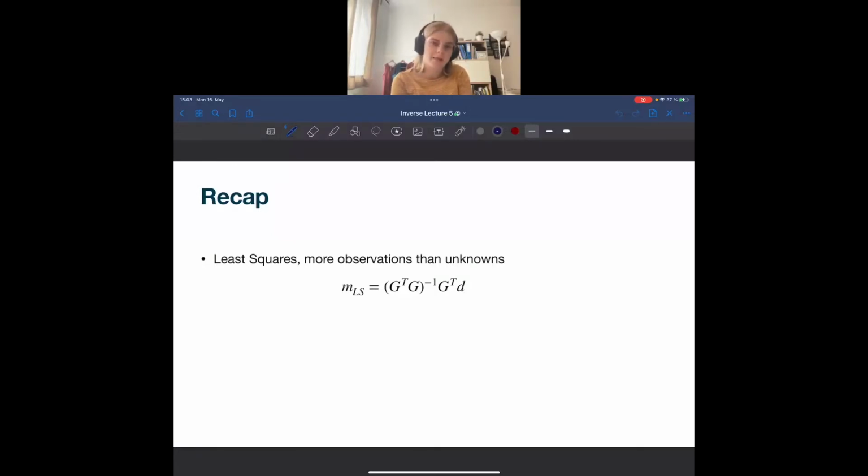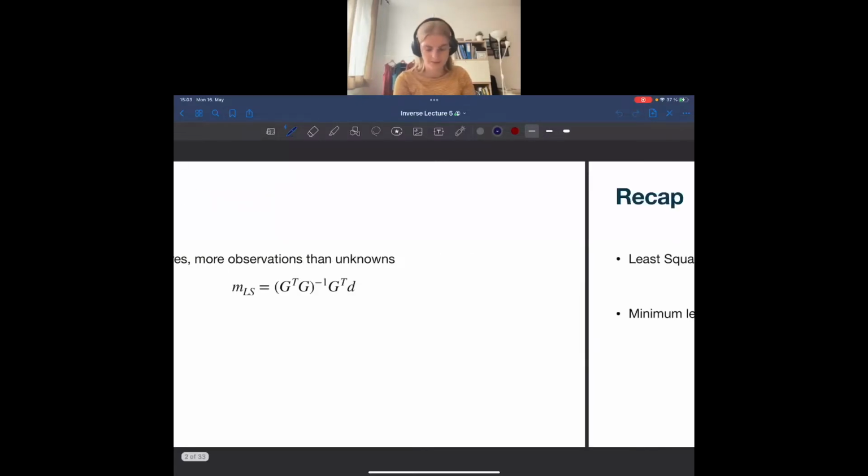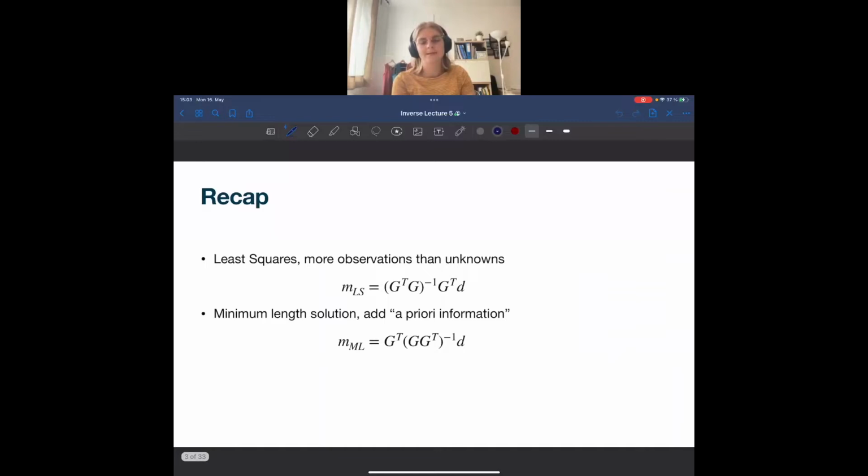Then we did another inverse method based on length, and it was the minimum length solution. What we said there is we add some a priori information or whatever constraint comes to our mind. If you remember, during the derivation of the minimum length solution, we said that the constraint we're going to add is really minimum length, and therefore the name of it. Through some calculations, we figured out that the minimum length solution is given using the formula here.